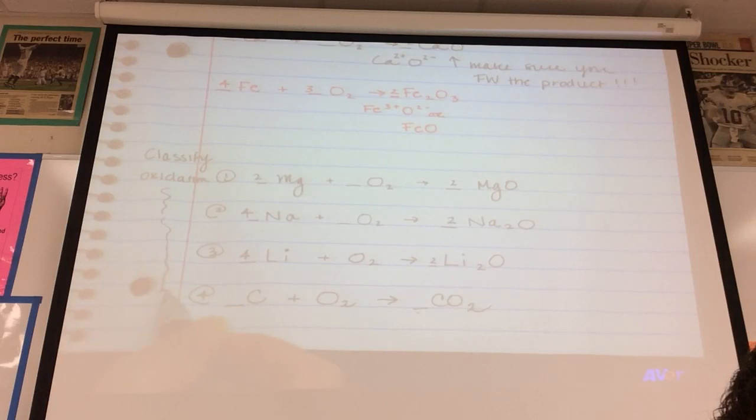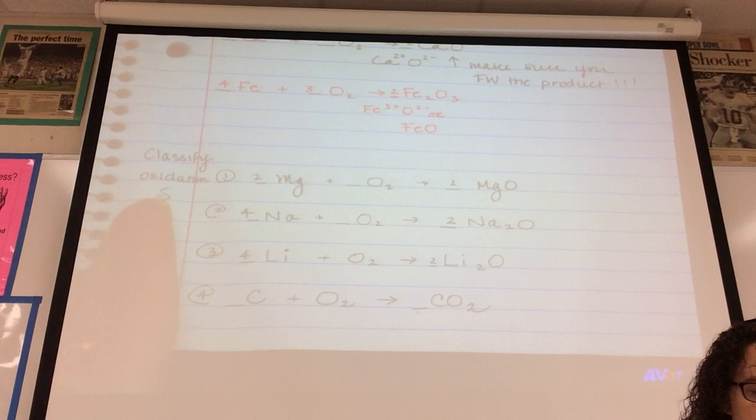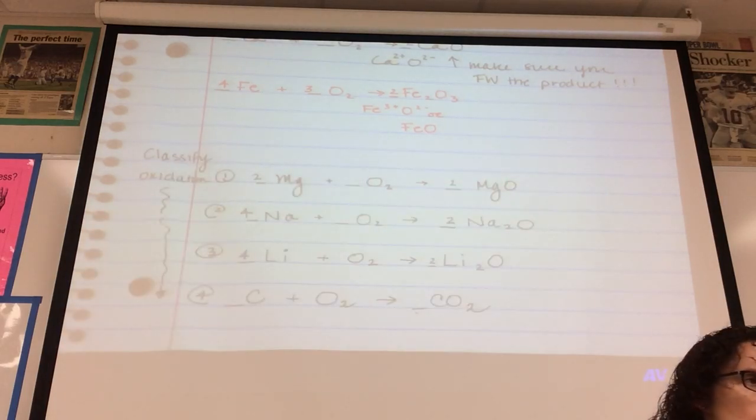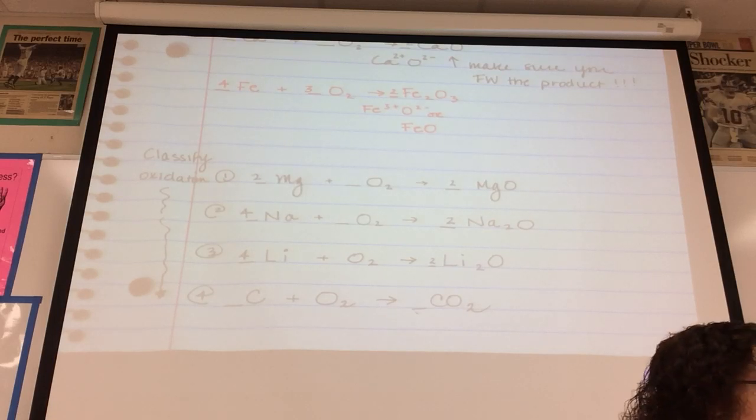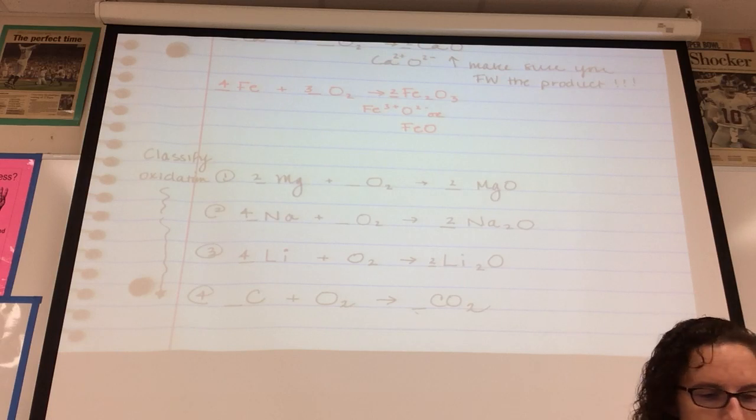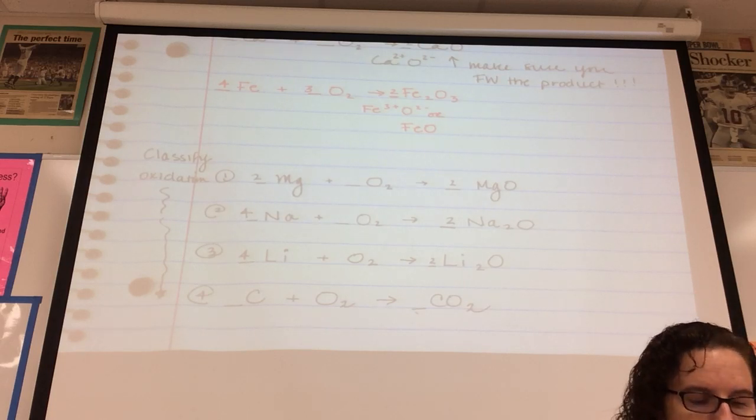All of these are examples of oxidation reactions, and you need to classify in order to predict. Once you predict, you can balance. Questions on combustion or oxidation at this point? So far, so good? Okay. The other two are going to be very simple today as well.